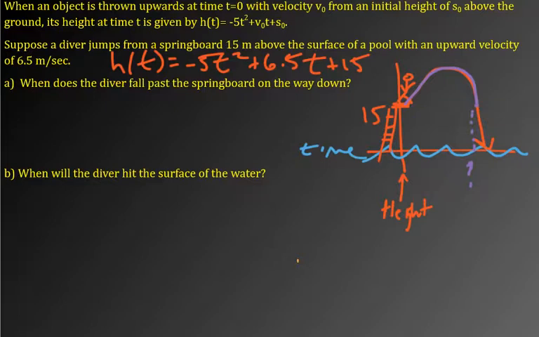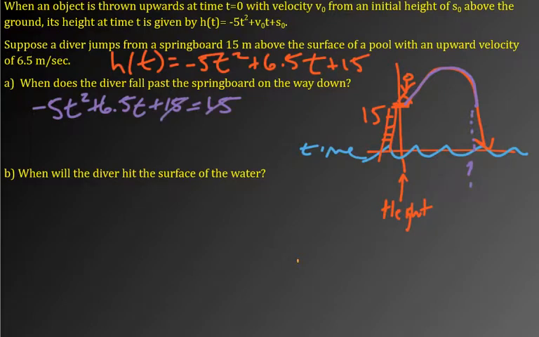I'm going to erase that. So we know the height of the springboard is 15, right? So we could just set the quadratic equal to 15, because that is when you would be at this height. I'm just setting it equal to 15, and then we can just go ahead and solve this thing.